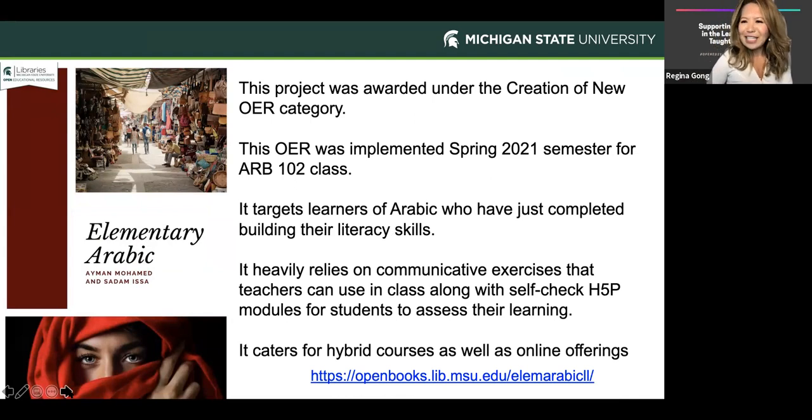About Elementary Arabic, it was awarded under this OER program, and we started working. It targeted learners of Arabic who had just completed building their literacy skills. So we built this upon the first OER that Saddam talked about. This starts after students have completed their literacy. And it has communicative exercises, particularly with H5P, which do self-check modules. We actually used it in hybrid and online offerings in the last semester, and we are still using it for now.